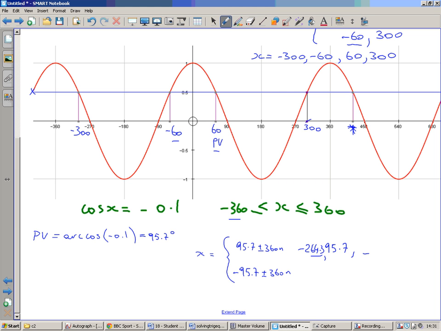Turning to this branch, I get minus 95.7. If I take away 360 from that, I'm going to be outside our range. But if I add 360, I'm going to get another solution which I am requiring. So that's 264.3. So writing out our four solutions within the range we're being asked for, we've got x equals minus 264.3, minus 95.7, 95.7, and 264.3. Four solutions that lie within the range that we require.